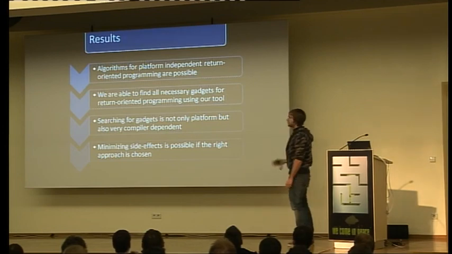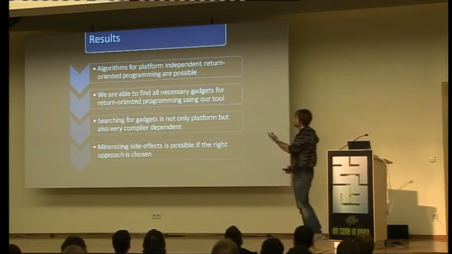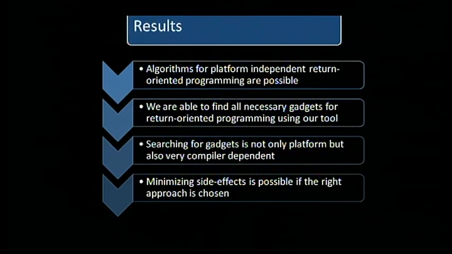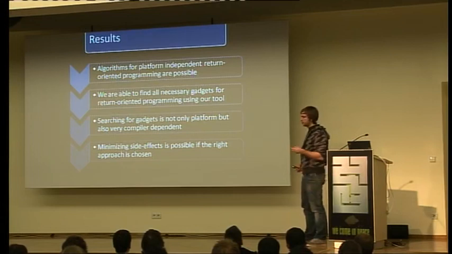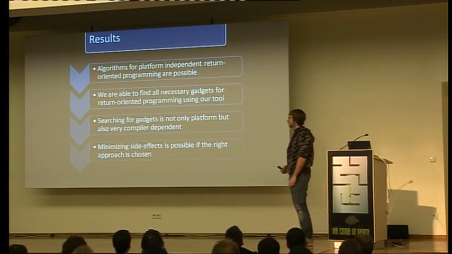So, what are the results of the whole thing? Algorithms for platform-independent, return-oriented programming are totally possible. For ARM, we have shown that we can even use those gadgets that we extracted from binaries and have a compiler that compiles them for iPhone payloads. We are able to find all the necessary gadgets for return-oriented programming with our tools, so that it fulfills the Turing completeness that return-oriented programming has.